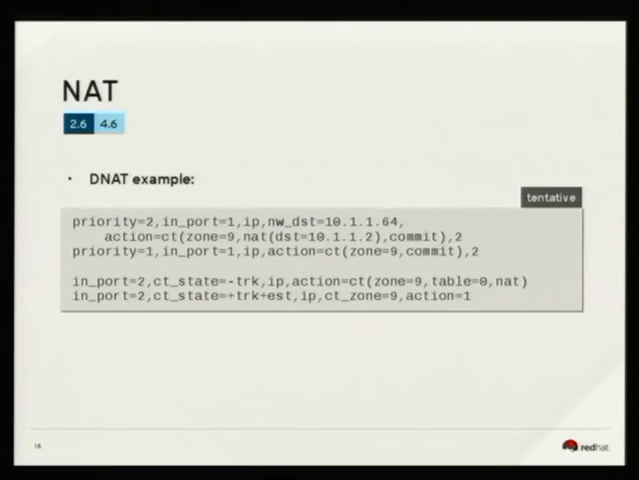An example of DNAT, of course. It's really similar. There's nothing interesting there. You match on the particular IP address and translate it to another one. And on the way back, you just specify NAT, and that's it. Happens magically.